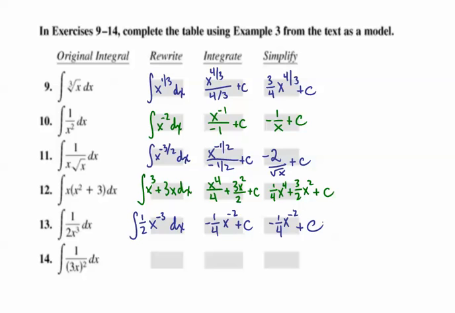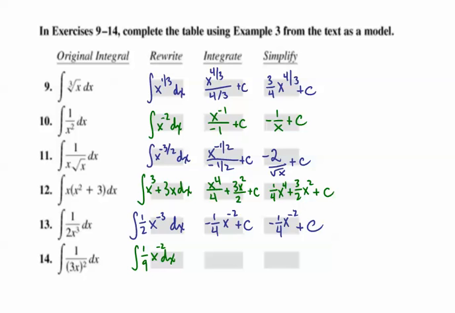So the simplifying and the integration can really be combined into one step there. There are no hard and fast rules on what you have to do. You can skip steps without causing any problems. So with this number 14, what I would suggest doing is first multiplying out. So you're probably going to get integral of 1 over 9x squared. Sorry, that's 9x to the negative second.